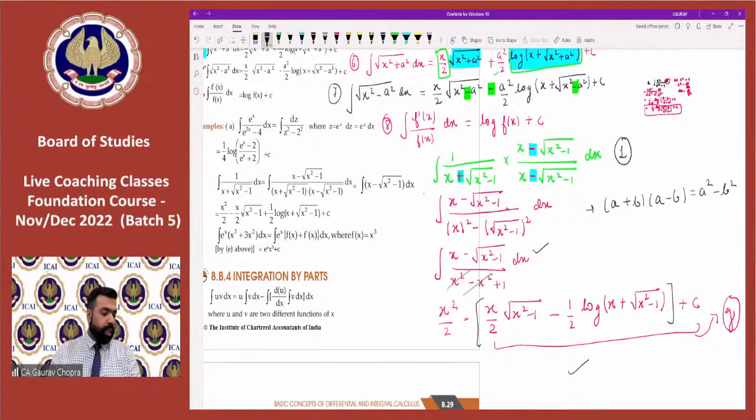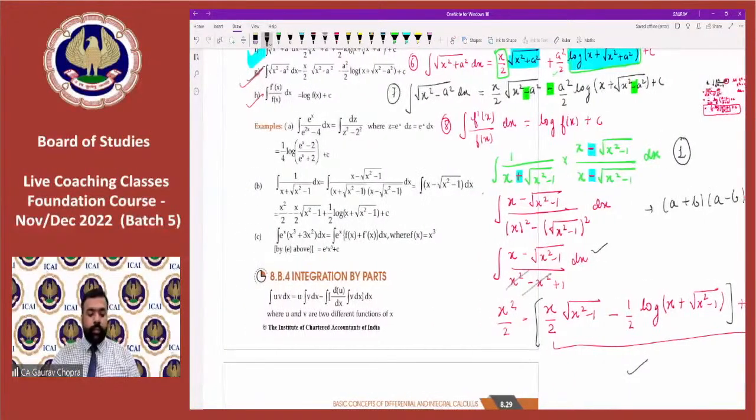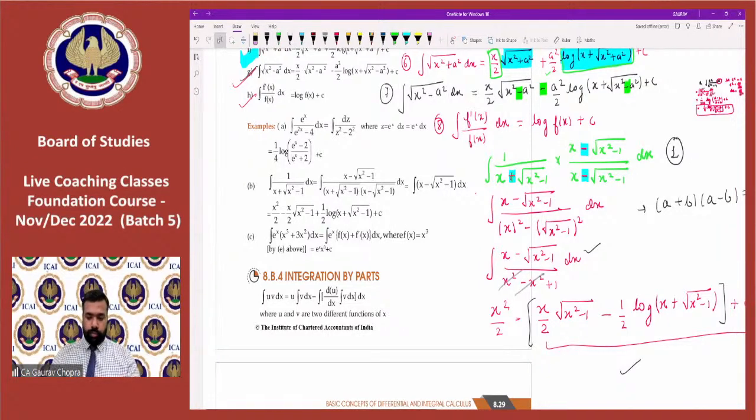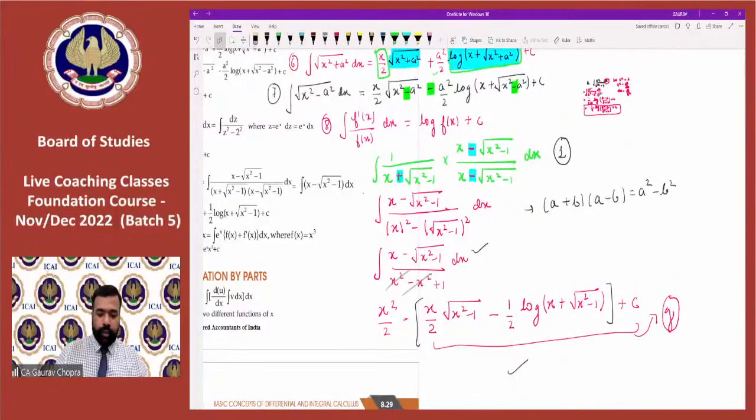Okay. So Divya says clear, Bhumika says understood. That's great. So this was example number B. Now similarly, we can try one more, that is the C part. That is a bit different one.